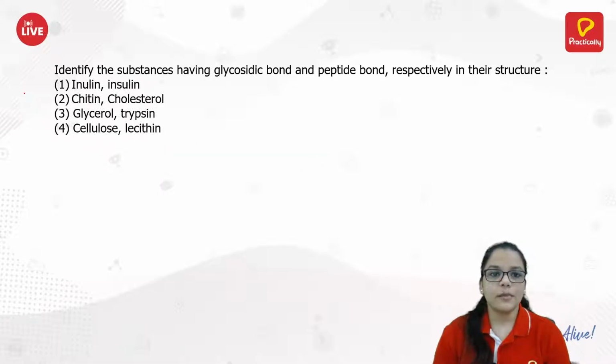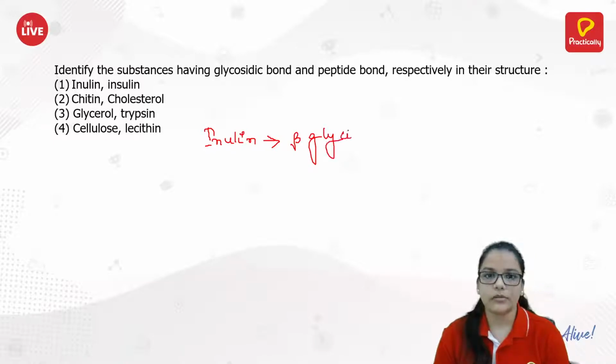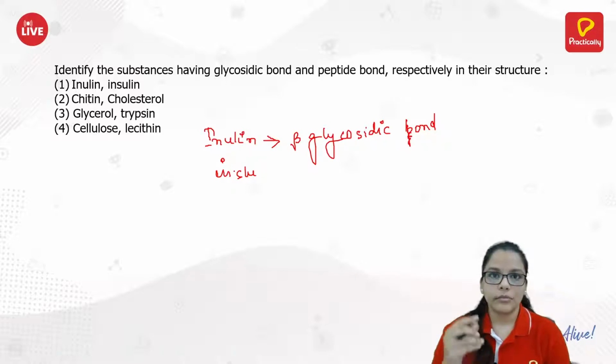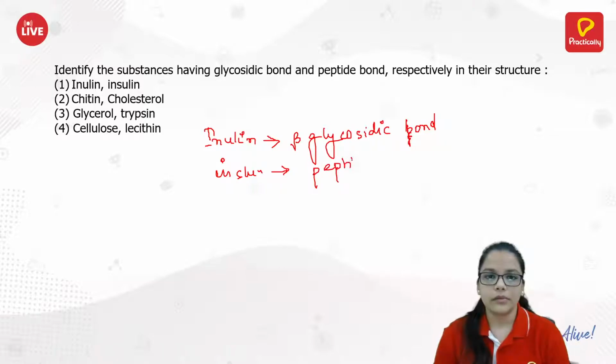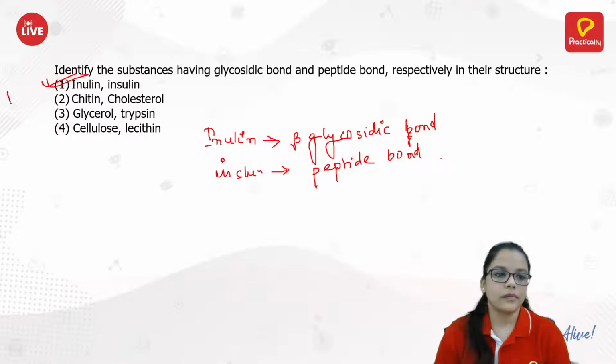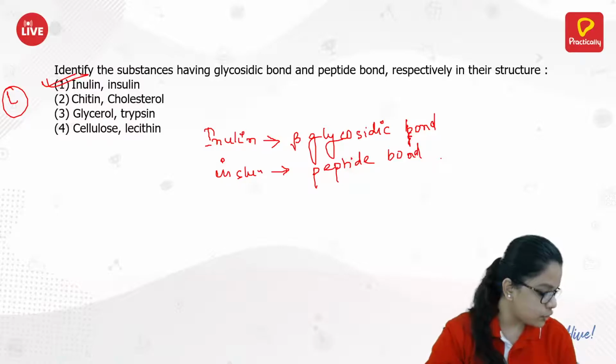Okay, identify the substances which has glycosidic bond and peptide bond. See, first thing, inulin has beta glycosidic bond. Okay, and insulin definitely has, it is proteinaceous in nature, so it has a peptide bond. So the answer is 1. I have to go fast because I have to finish it off.